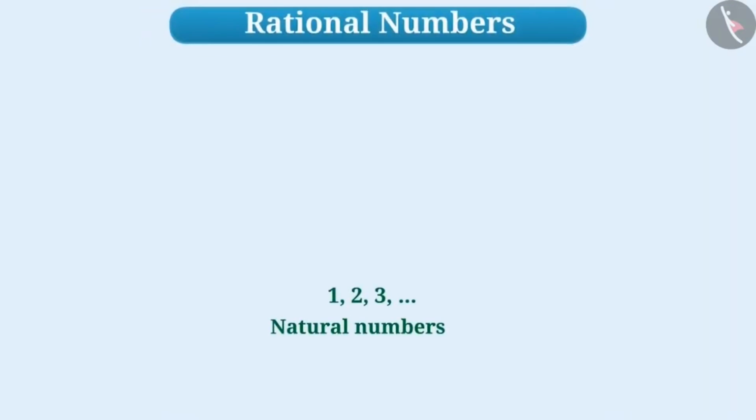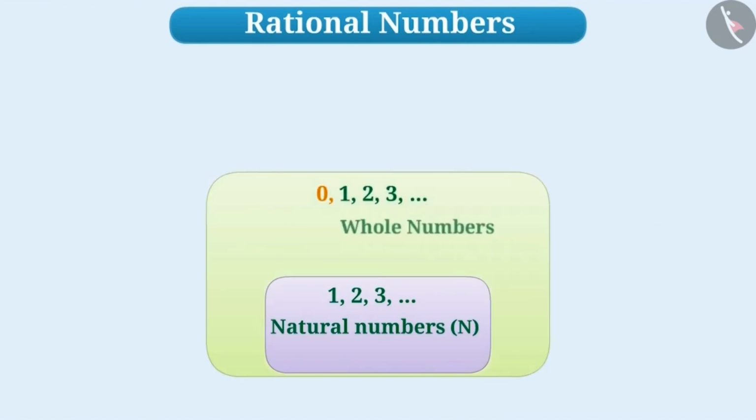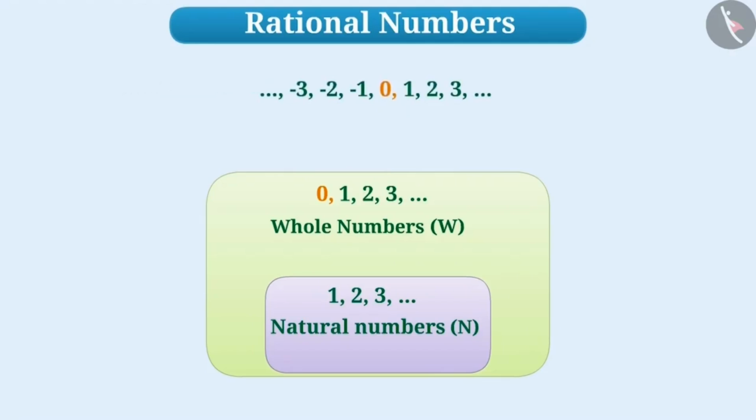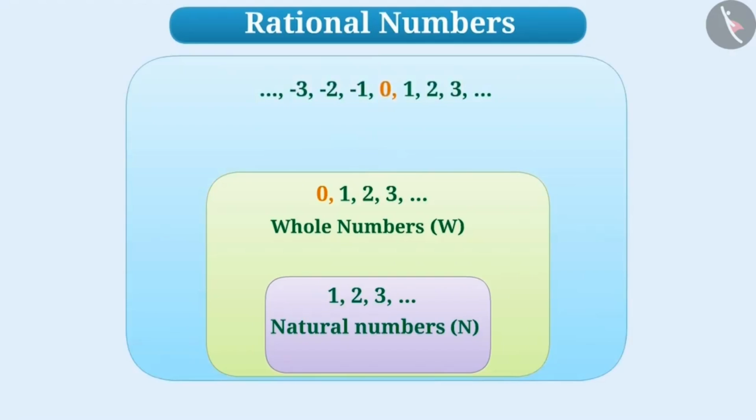You will be knowing for sure that counting numbers like 1, 2, 3, etc. are called natural numbers. We represent it as N. Natural numbers along with 0 form a group called whole numbers, which we represent as W. Whole numbers along with negative numbers form a group called integers. We represent integers as Z. This letter is taken from Zahlen of German language, which means integer.